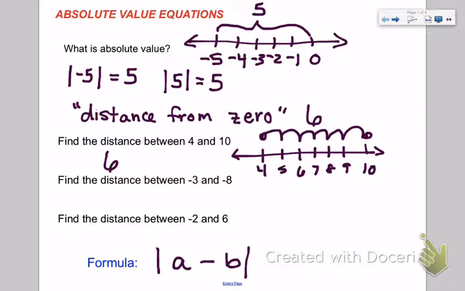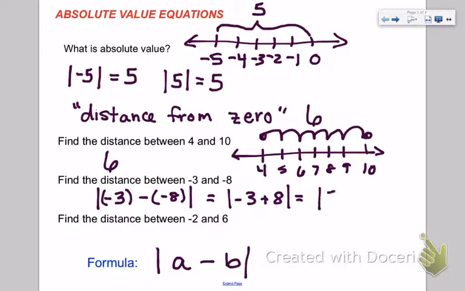So let's apply that formula to that second one. It's going to be the absolute value of -3 minus -8. And this is where we have to be careful, because -3 minus -8 is the same as -3 plus 8. So if we keep going, -3 plus 8 is +5, so the absolute value is going to be +5.